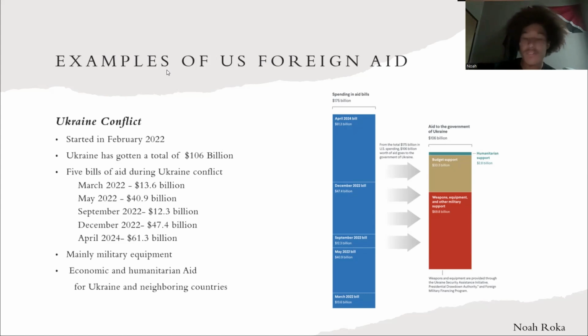And here in the graph, you can see how much of the US foreign aid has gone to the Ukraine conflict. As you can see, about 69 billion US dollars have gone to military equipment for Ukraine, and about 33 billion went for budget support as economic or humanitarian assistance.